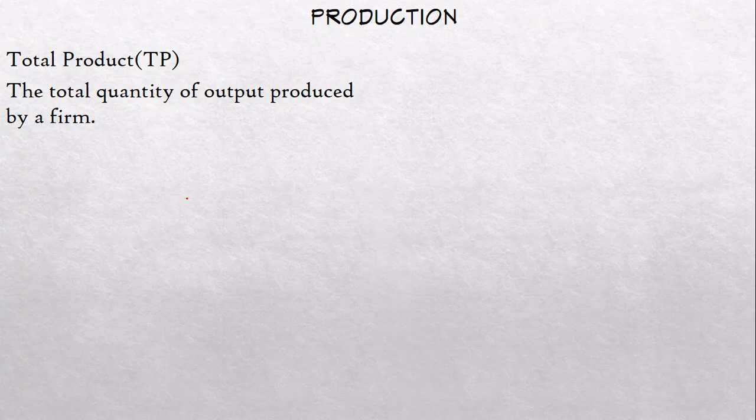Okay, so now we are going to take a look at the total product, the marginal product, and then the average product, and what they mean, the formula that we use for finding these products. So we are going to start with the total product. When we talk of the total product, it is the total quantity of output produced by a firm.